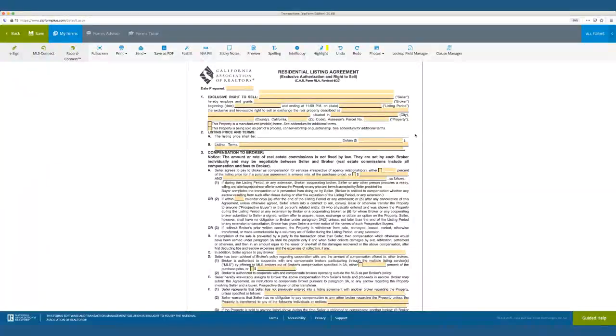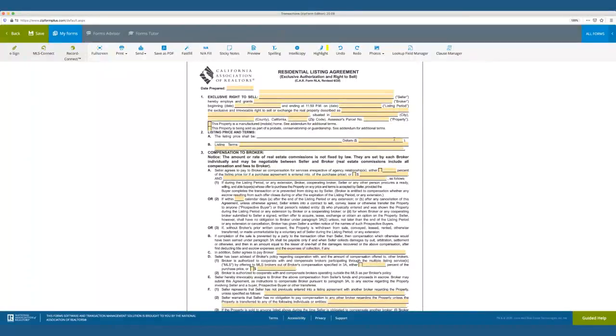The next thing is the address, the parcel number. If it's a manufactured home, you're going to check that box. If it's sold in probate or conservatorship or guardianship, you check that box. And then here's the nitty gritty: the list price. You put in a dollar amount, it's going to automatically write out what that price is. You determine what the list price is.